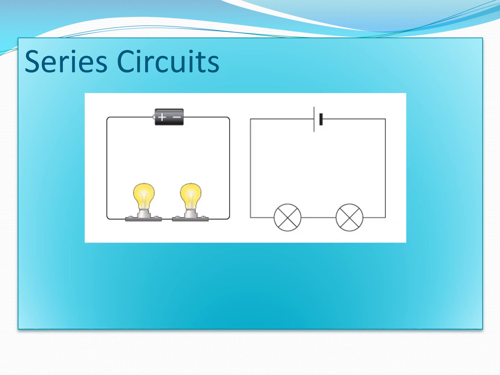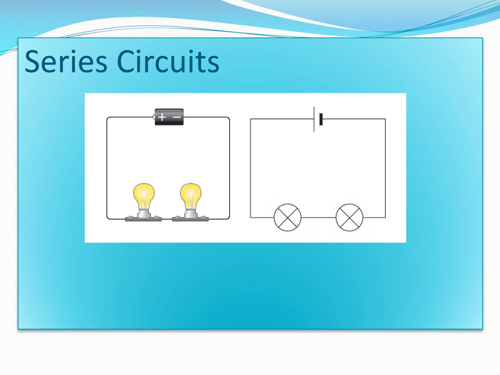So this here is an example of a series circuit. Now there's two little diagrams here. These both represent the same circuit. This one on the left here just has pictures, so it's got a picture of a battery here. On this one we've used the circuit symbol for a battery. Here this one's got pictures of bulbs. Here we've just used the circuit symbols for these.